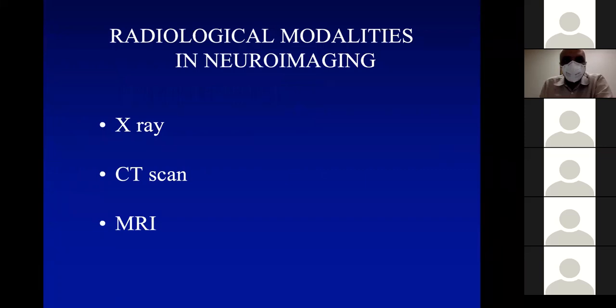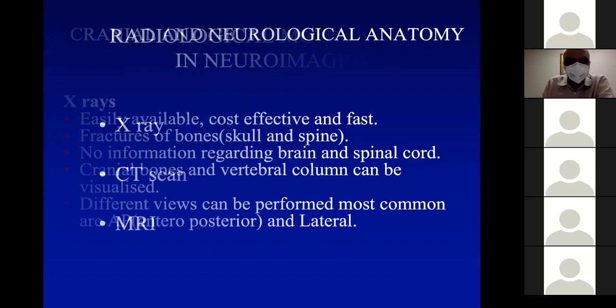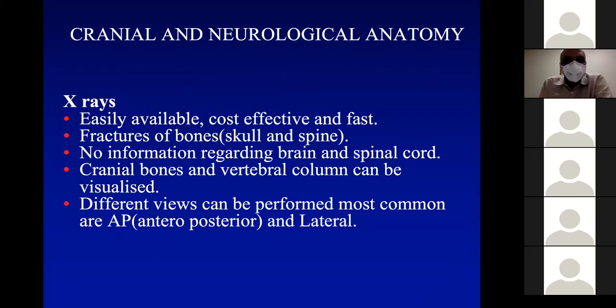Right. The radiological modalities in neuroimaging, we use X-rays, CT scan, and MRI. X-rays are easily available. They are cost effective and they're fast. They are basically used to outline the fractures, to identify the fractures in the skull and the spine. Obviously, in X-rays, we do not get any information about the brain and the spinal cord. All we can see are the cranial bones and the vertebral column.